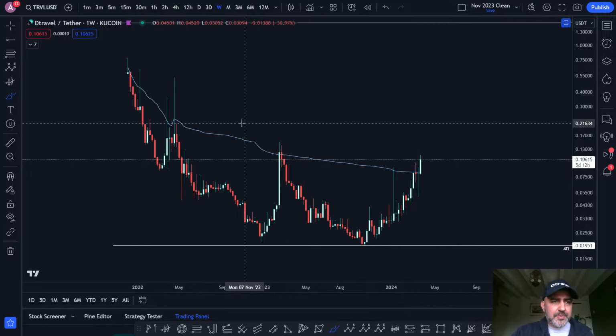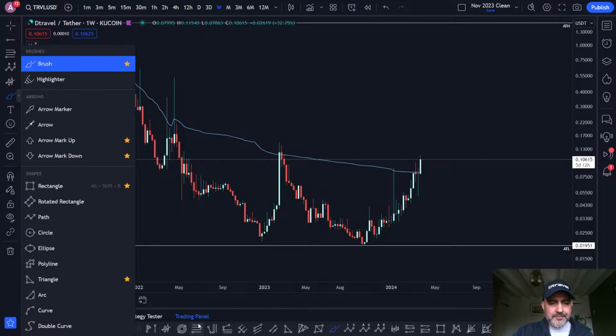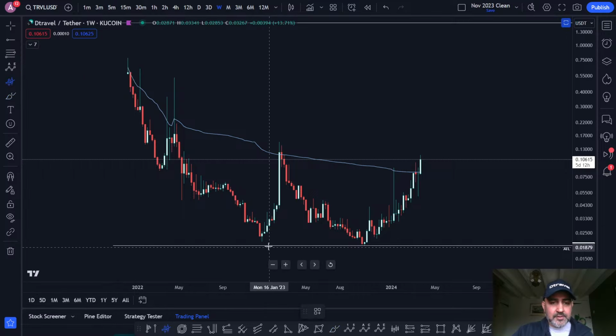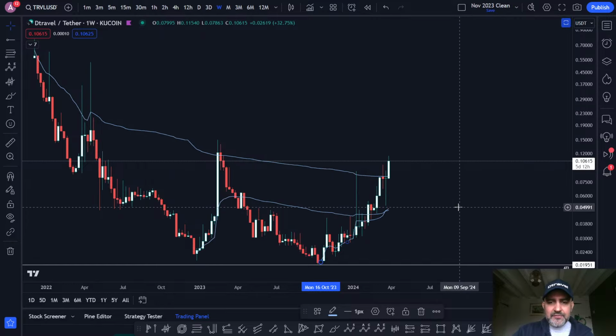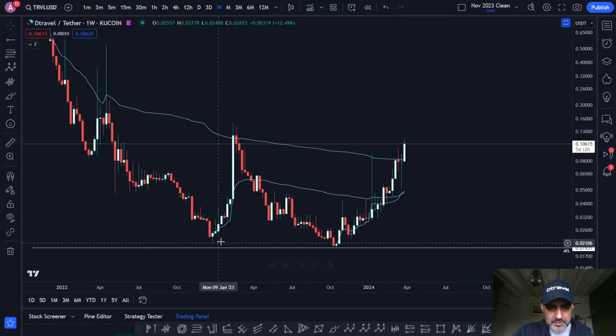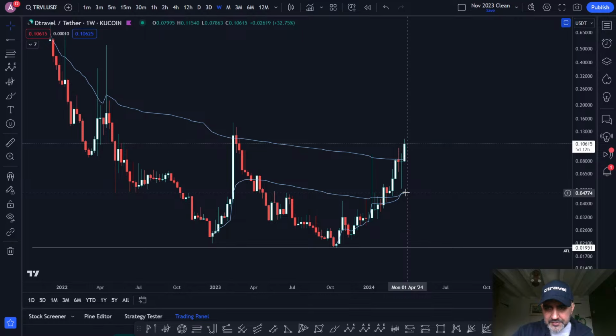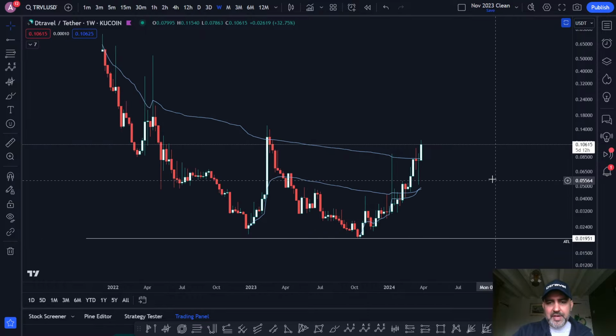You could also potentially do anchored VWAPs from anywhere really. From this pivot here, from this pivot here. In terms of volume, you can clearly see that these two pivots correspond. So if we were to go back down to 4.7 cents, you have really strong support there.